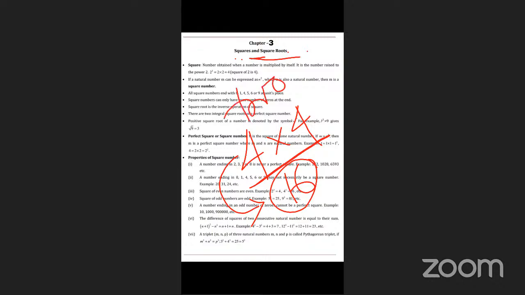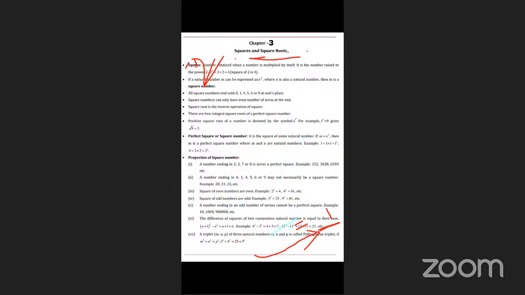Suppose I ask, what's the square of 3? It means you have to multiply 3 two times. After multiplying, whatever you get is your answer. That means square of 3 is 9. If I say, what's the square of 2? Then what we have to do is multiply this particular number 2 two times. Whatever I get will be my answer.